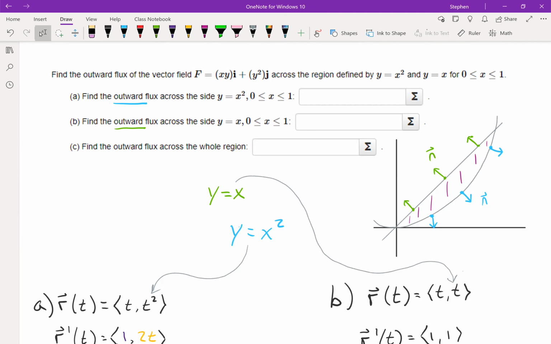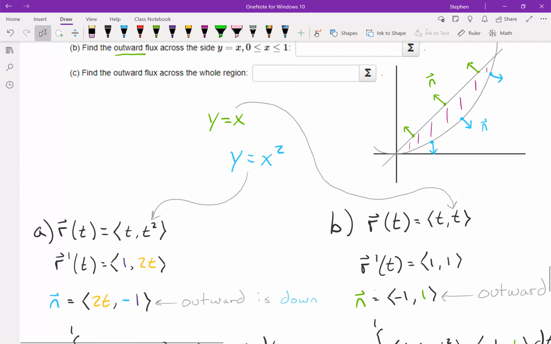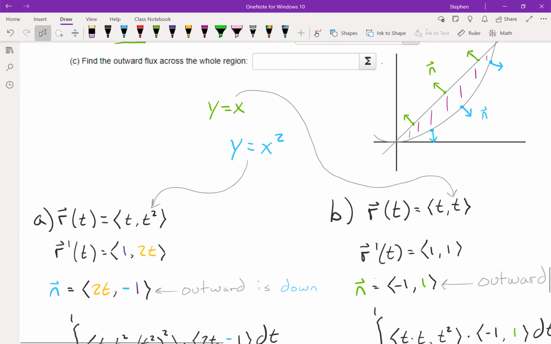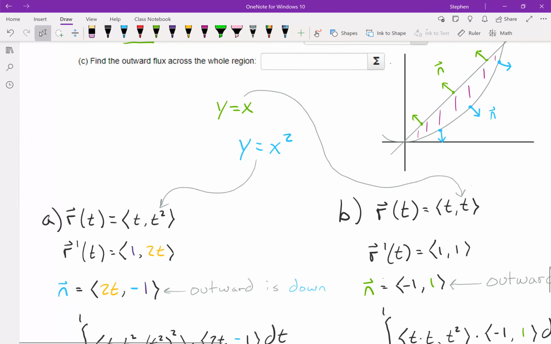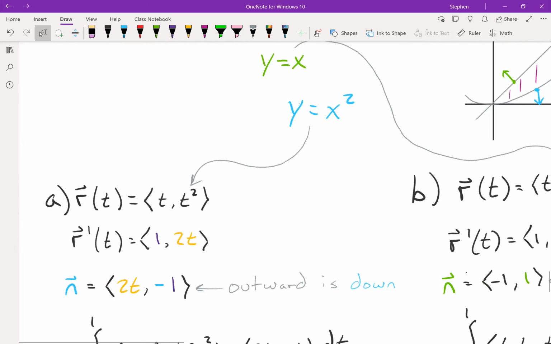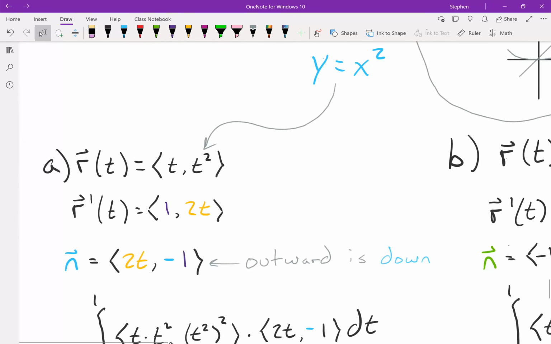So I'm going to need to parameterize both of those curves. I'll start with y equals x squared. Let x be t. That means that y, which is x squared, is going to be equal to t squared. So I get the parameterization t comma t squared. When I parameterize y equals x, I just get the parameterization t comma t. But now let's just focus on part A first, looking at the outward flux across specifically just that y equals x squared curve.